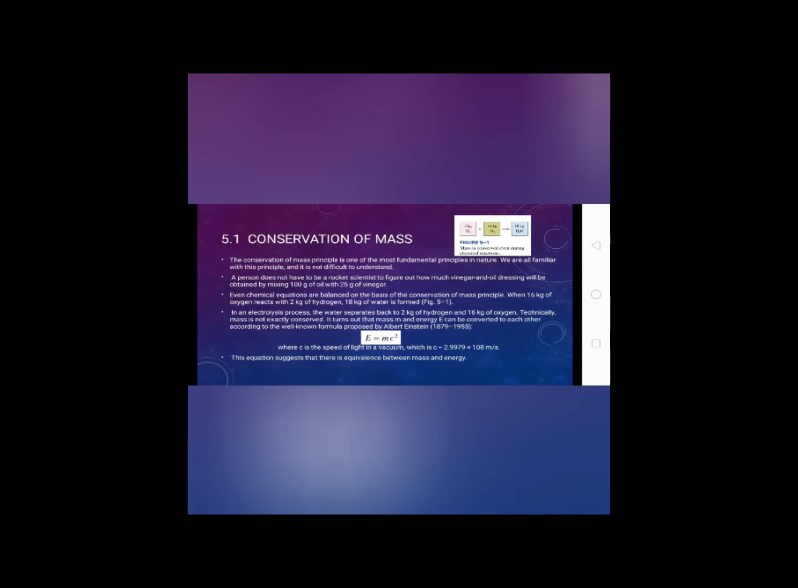It turns out that mass m and energy E can be converted to each other according to the well-known formula proposed by Albert Einstein, about 1879 to 1955, which is E equals mc squared, where c is the speed of light in a vacuum, c equals 2.9979 times 10 to the power of 8 meters per second. This equation suggests that there is equivalence between mass and energy.